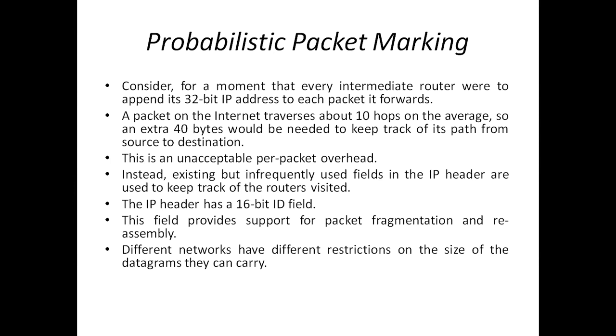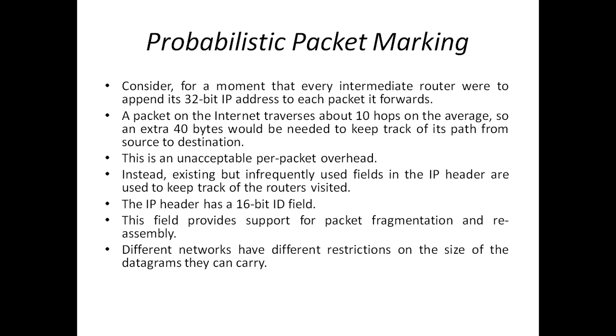So in this probabilistic packet marking, consider for a moment that every intermediate router were to append its 32-bit IP address to each packet it forwards. A packet on the internet traverses about 10 hops on average, so an extra 40 bytes would be needed to keep track of its path from source to destination. So this is an unacceptable per packet overhead.